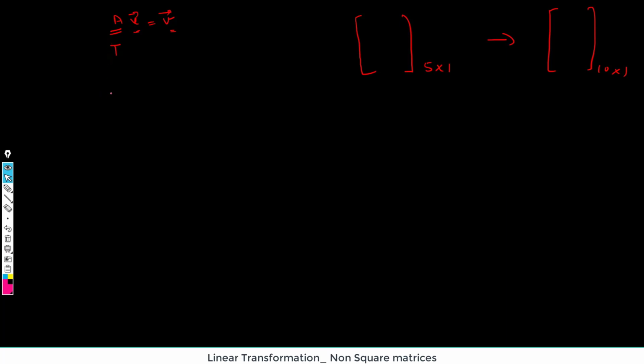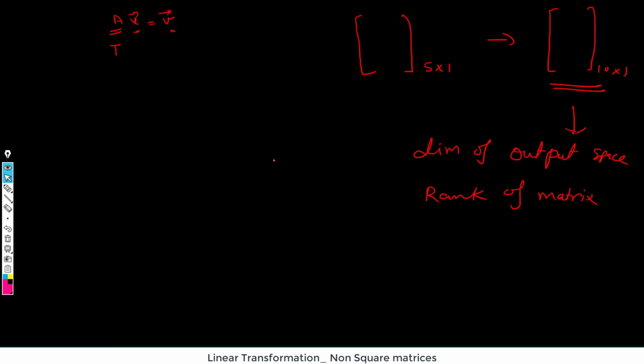Now here we want to introduce one more terminology, that by applying a linear transformation we might land to a different dimension space. So the dimension of the output space is known as rank of the matrix. So let's formally define rank of a matrix.